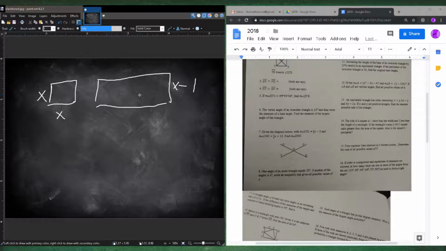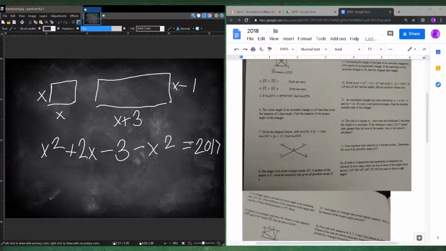Now, and 3 less than the length. So it's 3 more, so it's x plus 3, right? So this is our rectangle. And if the rectangle's area is 2017 square units greater than the area of the square, what is the square's perimeter? The area of the rectangle minus the area of the square is 2017. So x plus 3 times x minus 1 is x squared plus 2x minus 3. And then you have to minus x squared because of that square area, which is equal to 2017.